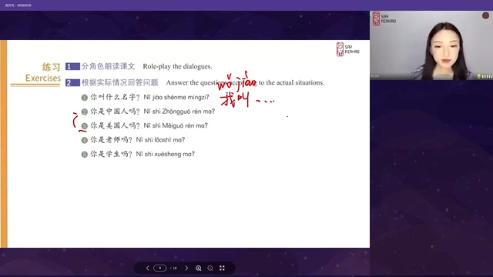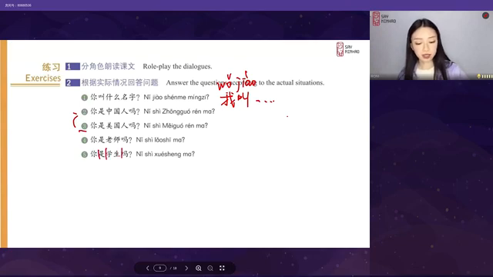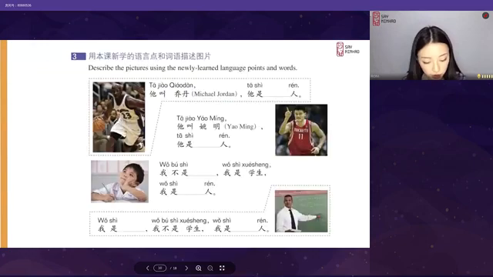Now the last question. It is 你是学生吗? What does this mean? It means, are you a student? Now let's answer this question, the same as the last question. The structure is the same. Okay, if you are, then it is 我是学生. If you are not, 我不是学生. Excellent. Now let's move on to our next part.